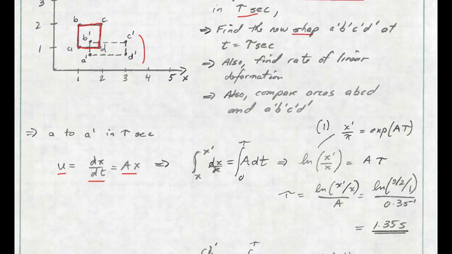So we can separate this into like terms and do the integral where we go from x to x prime, which in this case will be a to a prime, of dx over x, and the integral from 0 to tau of a times dt. So that's easy, a times tau on this side, the natural log of x prime over x on the left-hand side. So we rearrange these things, we can find that tau is equal to 1.35 seconds. So that's how long it takes A to go from x equals 1 to x equals 3/2.